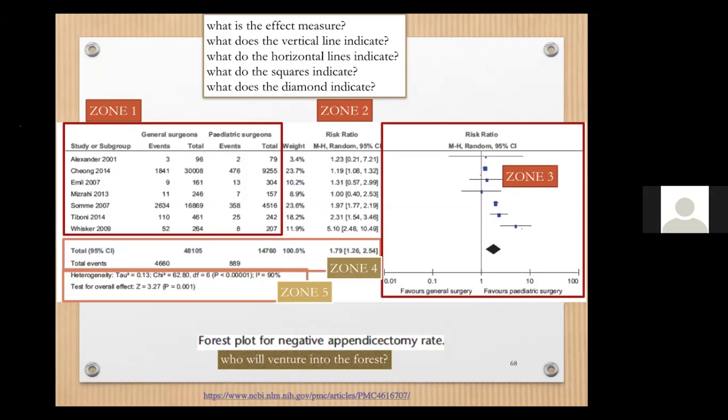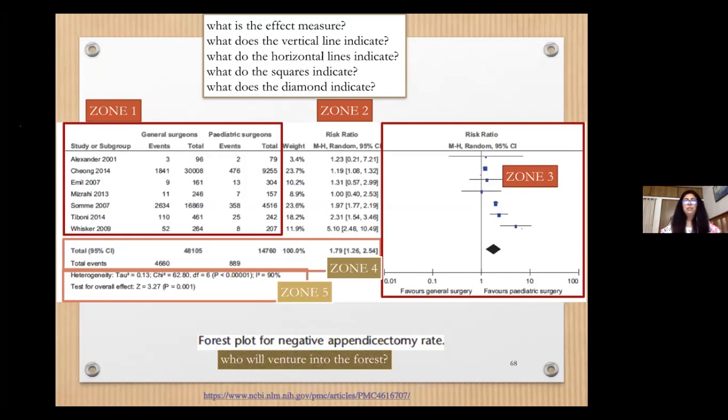Very good. So what about zone 3, the forest plot? What are the squares and the diamond and the lines? Already we have discussed it. In zone 3, we are seeing what zone 2 is telling us, but visually. So we have the weights, which are represented by the squares, and the diamond is the overall pooled effect, the overall mean.